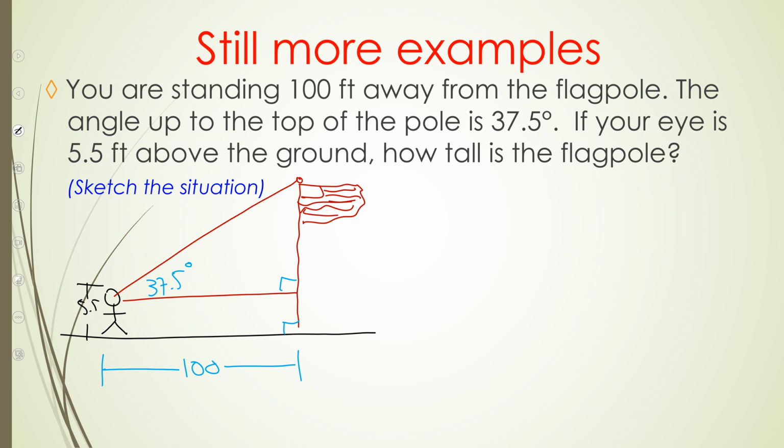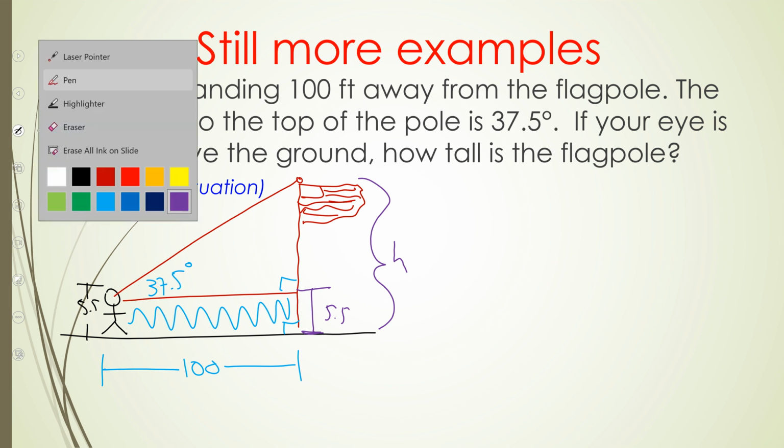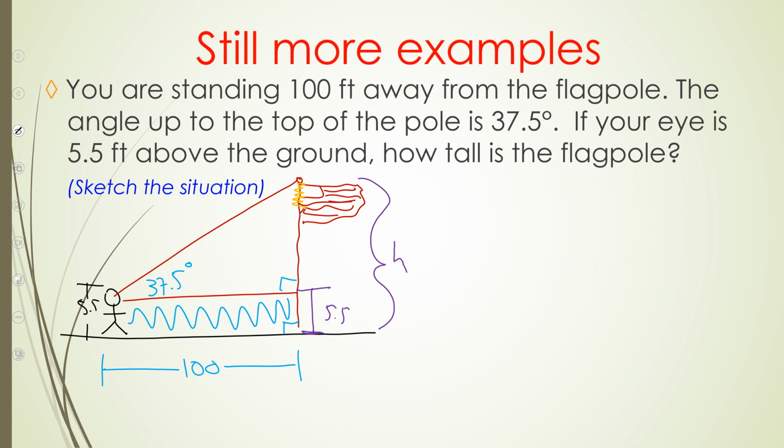The reason I had this example here is because it presents a different scenario in that we have this rectangle down below us. This rectangle here. How long is this? 5.5. So notice the height of the flagpole, if we call that h, is what we're looking for in the problem. But what we're really going to solve for is this distance, part of the flagpole. Let's call it x. And then add 5.5 to it.